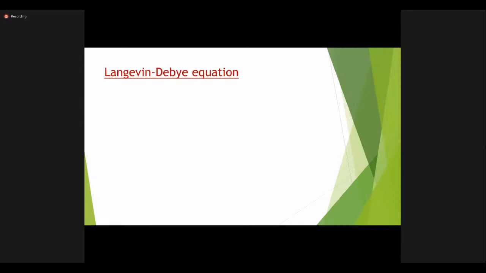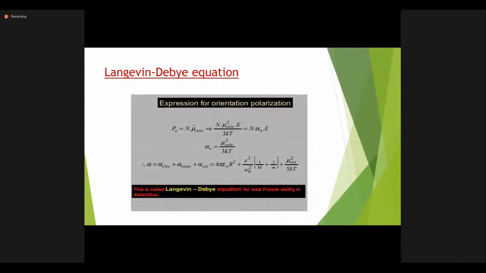Langevin-Debye equation. Do not get confused. 2 years back in a supplementary examination, they asked, it was for 2 marks. The question was, write the Langevin-Debye equation. Now, many people get confused as to whether it is there in the syllabus. Nothing. Add all the 3 individual polarizations, electronic, ionic, and orientational. See the third equation, not the first and second, third equation.